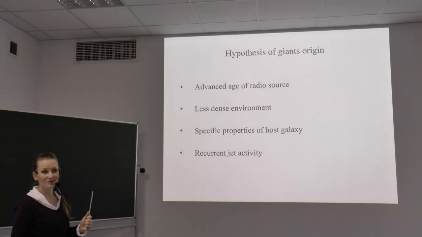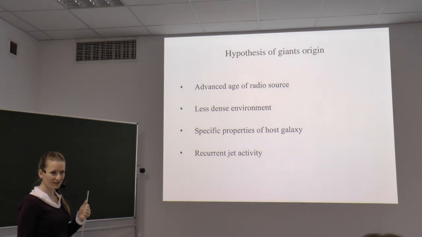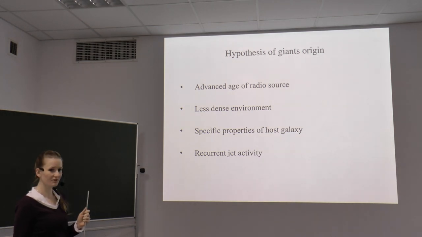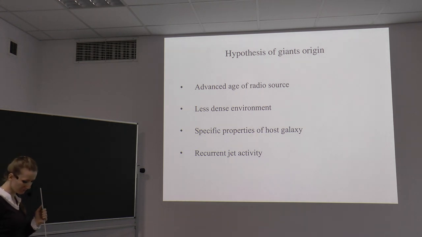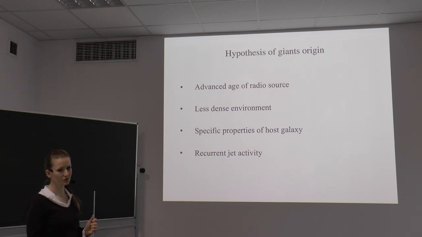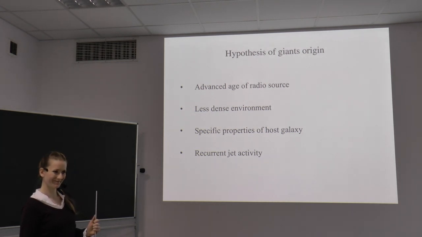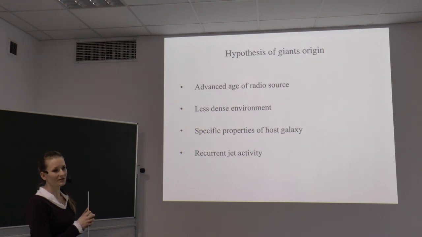Okay, so in my project, I would like to test the hypothesis that the host galaxy formation history may be responsible for giant sizes. The history of galaxy formation depends on its internal evolution and also on its evolution in a cluster environment. If the distribution is uniform, then what's the meaning of the less dense environment? Less dense environment, it means that.